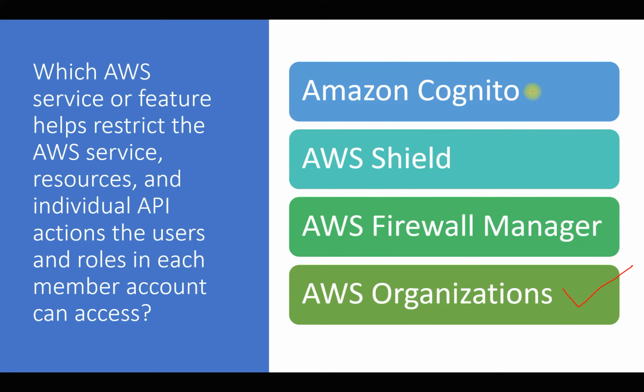As we discussed, Cognito is only for providing sign-in and sign-up services for mobile applications, so it is not correct. AWS Shield is used for protecting from DDoS attacks, so it is not what the question is asking. And Firewall Manager is for managing security related services in AWS. So our answer will be AWS Organizations for this question. Let's talk about the next question now.